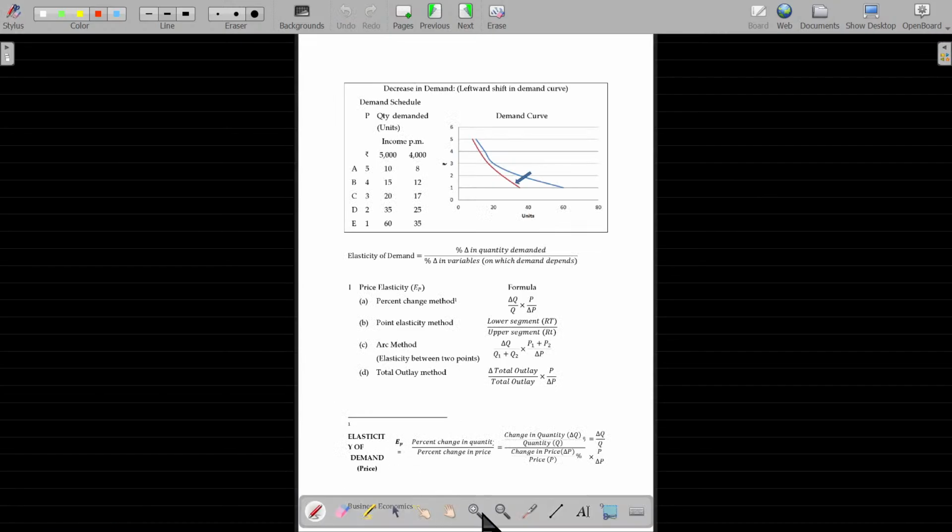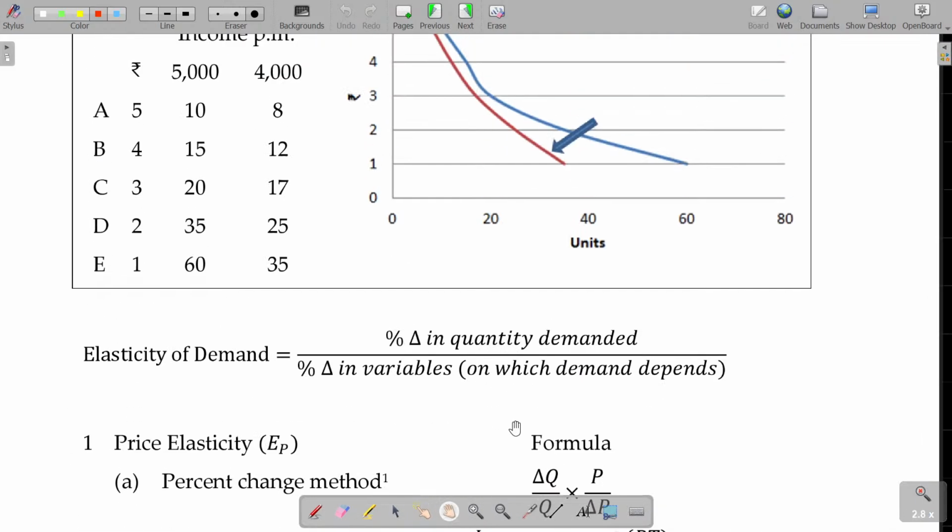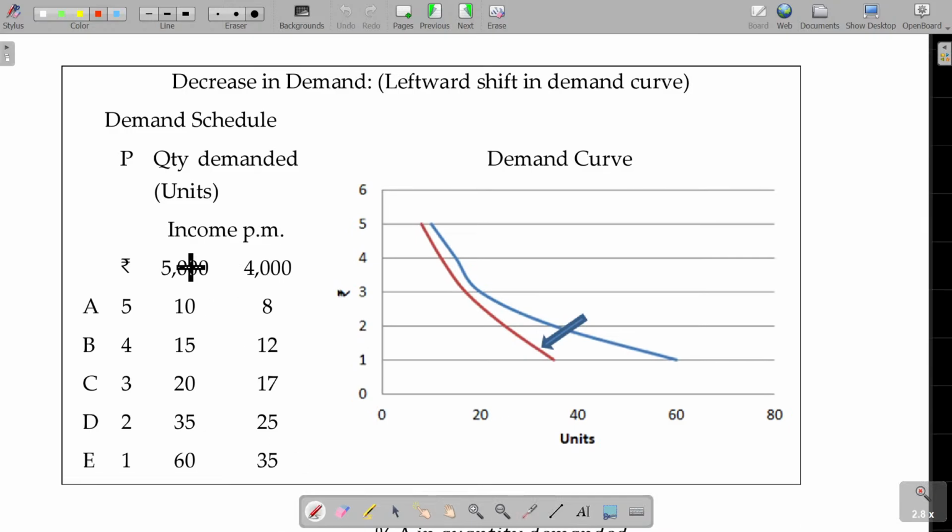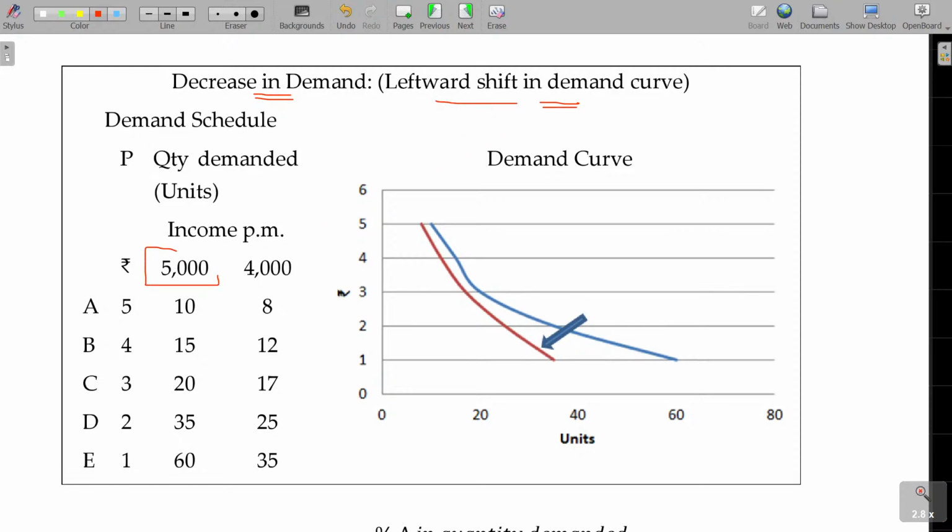Rather than income increasing to 6,000, if it decreases to 4,000, what happens then? In this scenario, this is called decrease in demand. The line will shift downward, a leftward shift in demand curve. So the income being 5,000 is now reduced to 4,000 rupees. Once the income is reduced, for the same 5 rupees, there is no change in the price of the commodity, but my capability of purchasing quantity reduced from 10 to 8. And for 1 rupee, earlier I purchased 60, but now I purchase only 35.